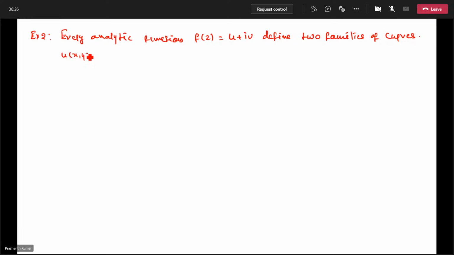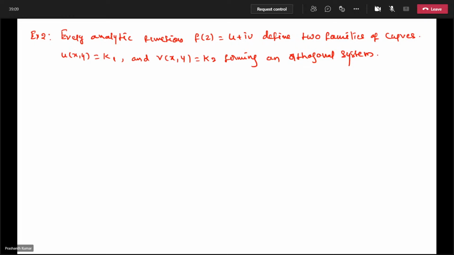u of x y equal to some k1 and v of x y equal to k2, forming an orthogonal system. This is a very important one.